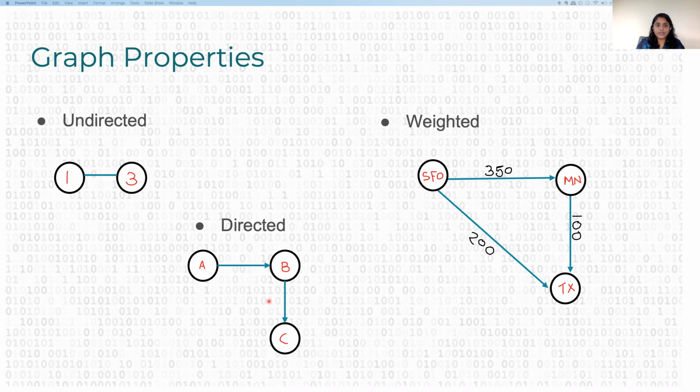Whereas here in this undirected graph, it is two ways. The arcs and edges are pointed both ways. It can go from 1 to 3 or 3 to 1. In that case, it's called an undirected graph.